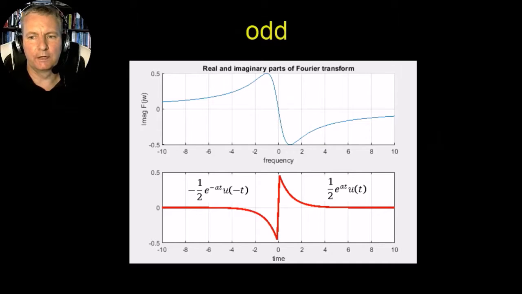And this is the odd part here. So we have our minus a half e to the minus at u of minus t. We have a half e to the at u of t. So this is the time function here, and it's the odd part of e to the at. So the Fourier transform of that is this function here. And you can see that this function is a purely imaginary function. There's no real part to it. So let's go ahead and we'll produce that in MATLAB.